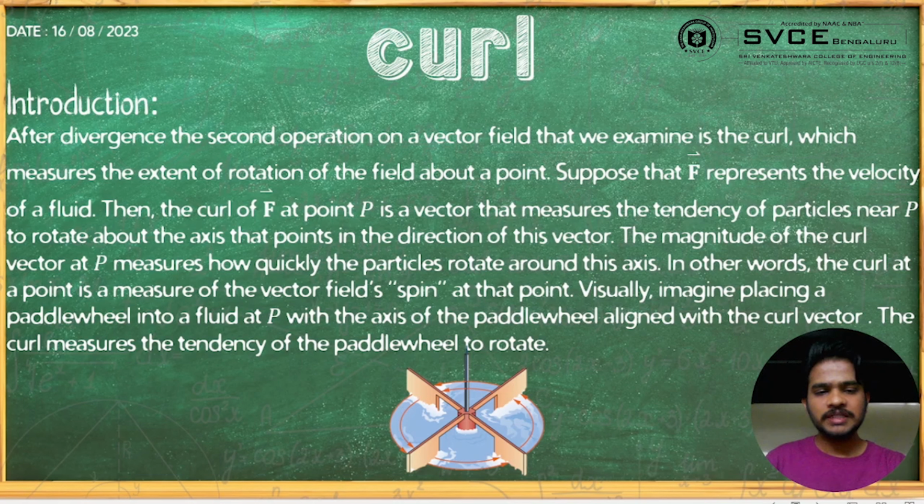Visually, imagine placing a paddle wheel into a fluid at point P with the axis of the paddle wheel aligned with the curl vector. The curl measures the tendency of the paddle wheel to rotate.